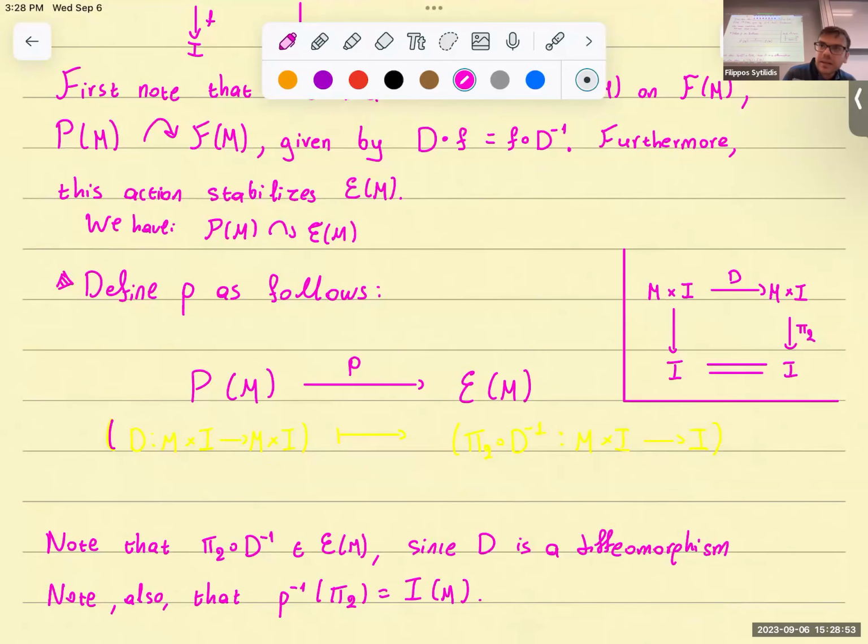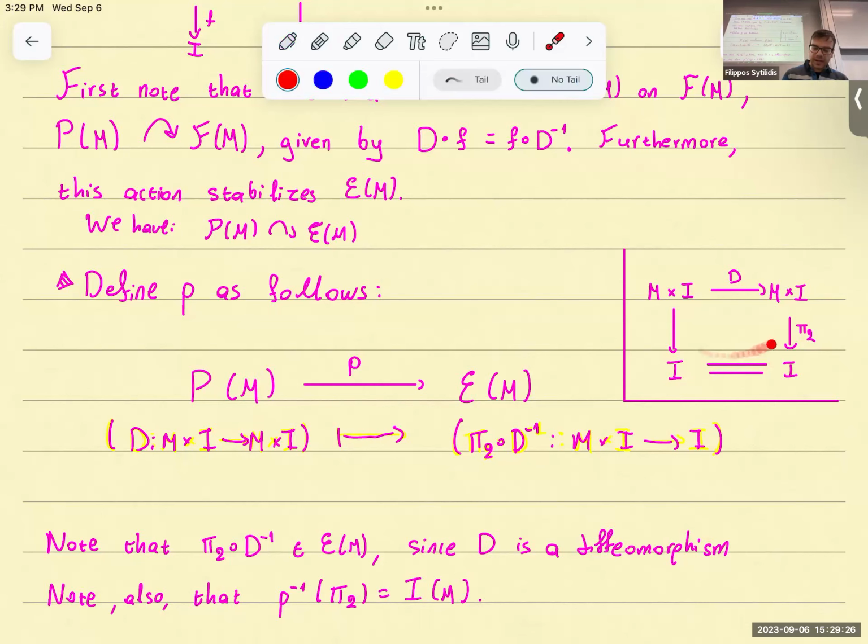You're just going to act on pi2. Precisely. So if you give me a diffeomorphism, so a pseudo-isotopy, so a diffeomorphism from M cross I to M cross I, I am going to produce a map which is acting on pi2. So it's pi2 composed with the inverse, and that will go from M cross I to I.